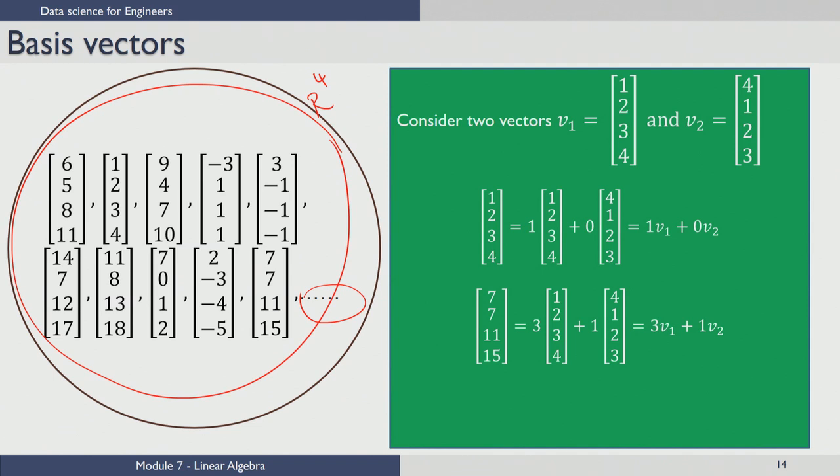So, what we can do is we can take, let us say, 2 vectors here. This example has been constructed to illustrate an important idea. Let us take these vectors v1 which is 1 2 3 4, v2 which is 4 1 2 3, and let us take some vector here in this set. Let us see what happens when I try to write it as a linear combination of these 2 vectors. So, I can see that if I take this, I can write it as 1 times this plus 0 times the second vector. So, that is one linear combination. Now, let us take some other vector here. Let us say for example, we have taken this vector 7 7 11 15. We can see that that can be written as a linear combination of 3 times the first vector plus 1 times the second vector and so on.